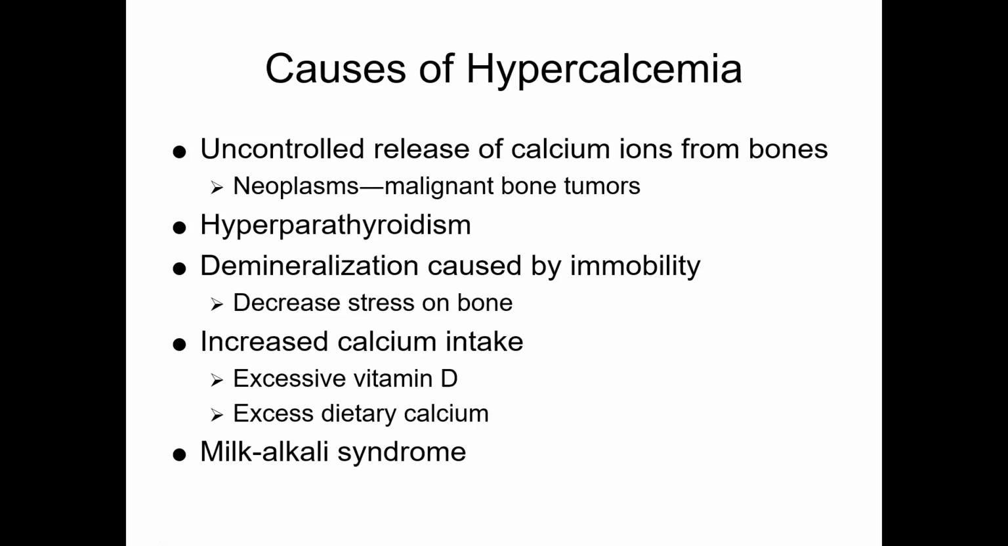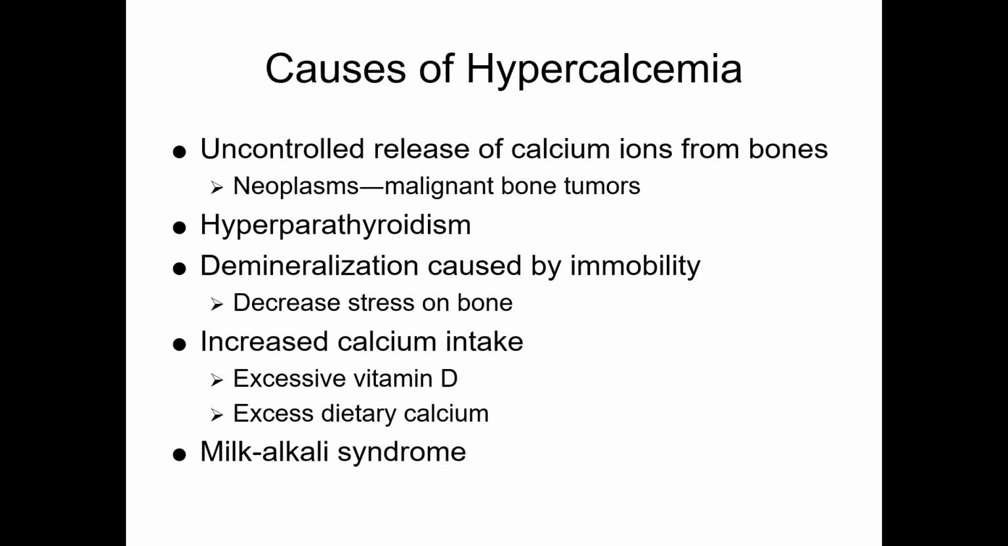Hypercalcemia is calcium greater than 5 milliequivalents. I would know that. Causes of hypercalcemia. Excessive serum levels of calcium frequently result from the following: uncontrolled release of calcium from the bones because of tumors. Malignant bone tumors can directly destroy the bone, and some tumors, such as bronchogenic carcinoma, can secrete parathyroid hormone in excess of the needs of the body.